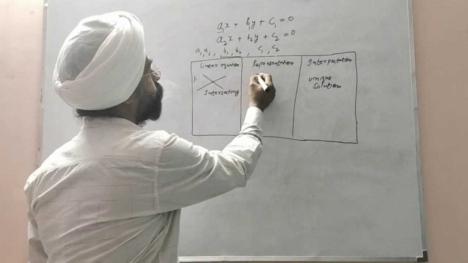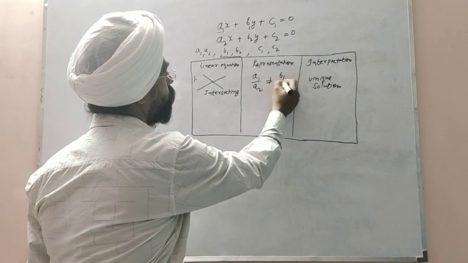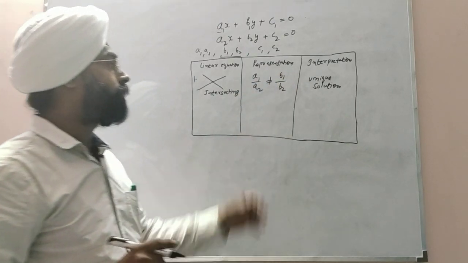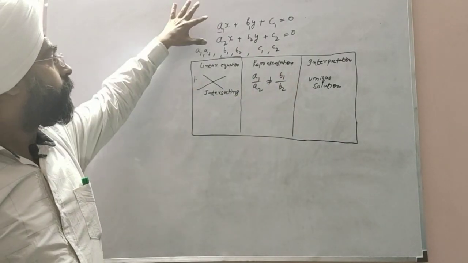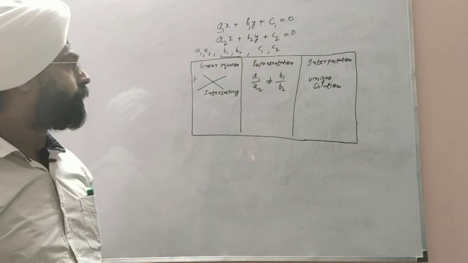The representation will be that the coefficient a1 upon a2 will never be equal to b1 upon b2. This is the first formula. This a1 upon a2 will never be equal to b1 upon b2. Let's take an example.